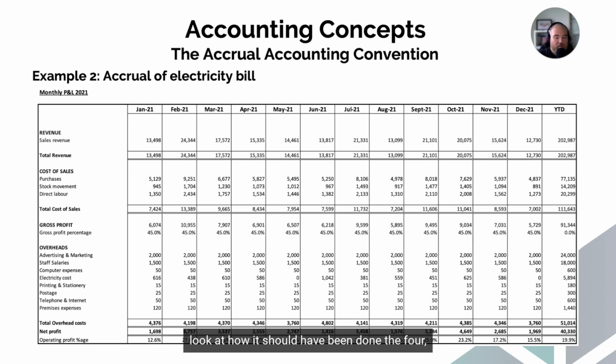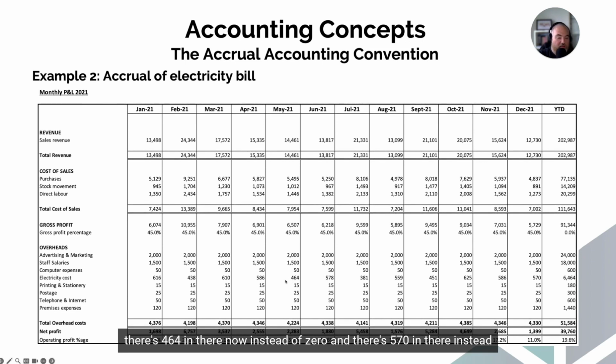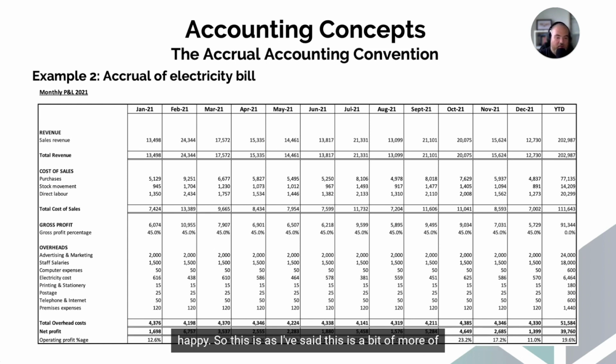So if we look at how it should have been done, there's 464 in there now instead of 0, and there's 570 in there instead of 0. So we now have everything where it should be, and we're showing, it's not a massive difference, but the correct amount of profit for the year. So tax will be correct, decision making will be accurate, and everybody's happy.